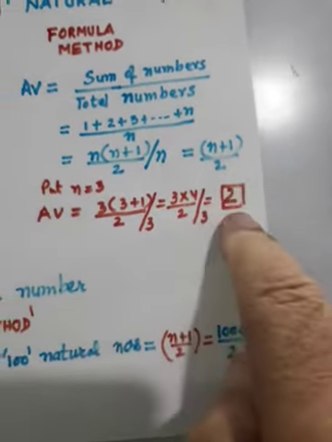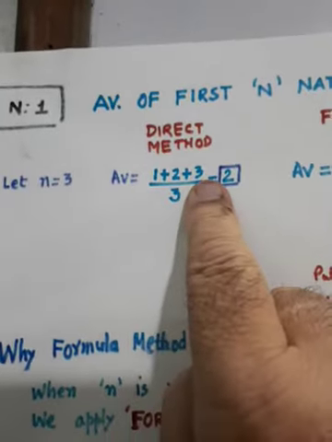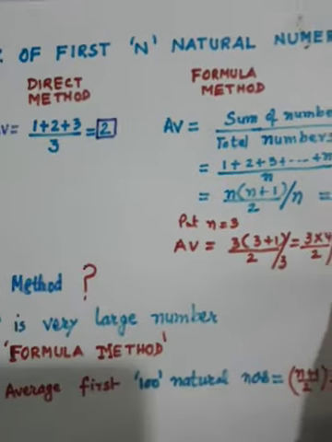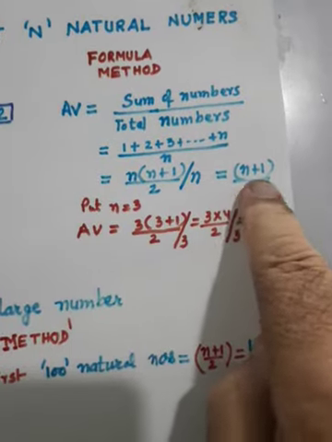First term plus last term. First term is 1, last term is 3, divided by 2. So again the answer is 2. So this is the formula I have applied, n plus 1 by 2.